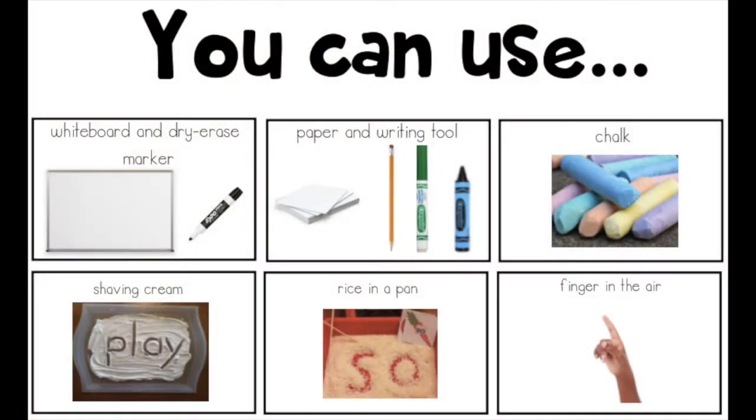In order to do some practicing, you're going to need some materials. I chose to get a whiteboard marker, and a whiteboard eraser. You can grab these things if you have them at home, and if you don't, here are some other options. Other than a whiteboard and a dry erase marker, you can use paper and a writing tool, chalk, shaving cream, rice in a pan, or trace your finger in the air.